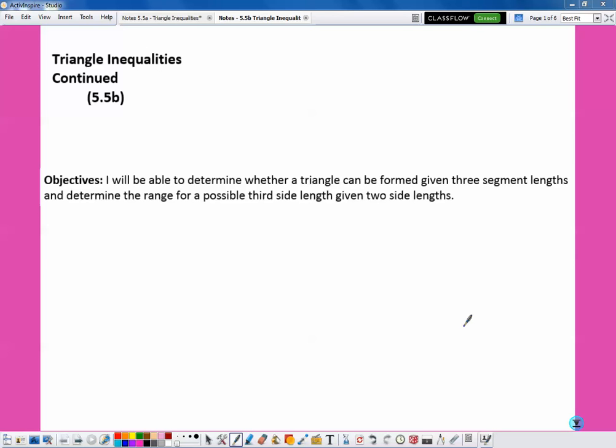Today, we're going to continue learning about triangle inequalities. We will be able to determine whether a triangle can be formed given 3 segment lengths and determine the range for a possible third side length given 2 side lengths.